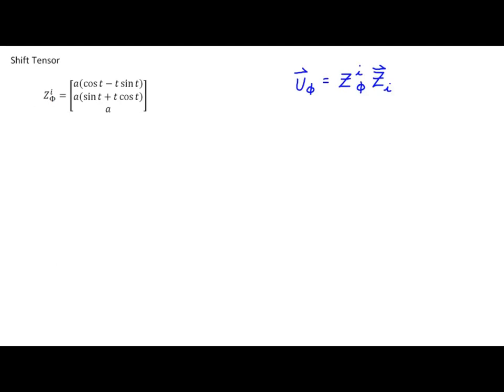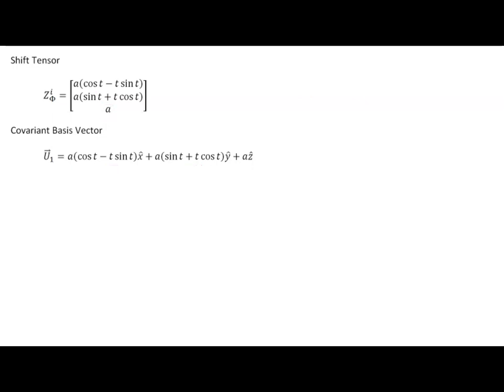Next, we can use this relationship to derive our covariant basis vector. This is just a linear combination using each of these 3 components of our shift tensor in conjunction with the basis vectors in the ambient coordinate system. So it's going to look like this. Each of these vector components are just the components of our shift tensor right up here. Note that for a curve, there's only one covariant basis vector.